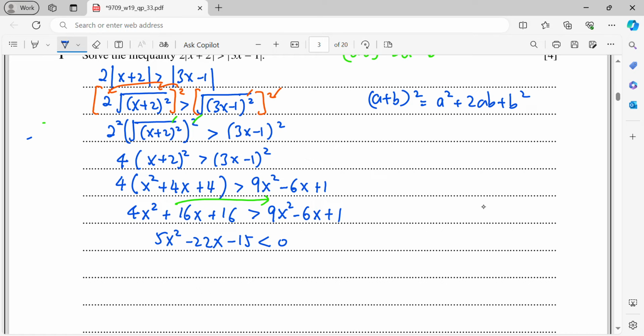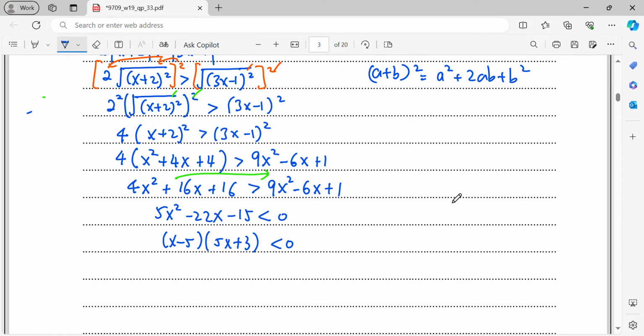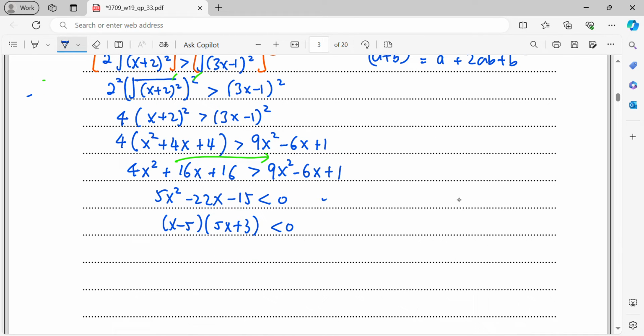Now, this quadratic function can be factorized into (x minus 5) and (5x plus 3), less than 0. Now, to get the final answer, we need to sketch this quadratic curve. By looking at the coefficient of x squared, which is positive 5, the graph will have a minimum point. Now you let x minus 5 be 0, then x is positive 5, and when you let the other bracket be 0, x is negative 3 over 5.